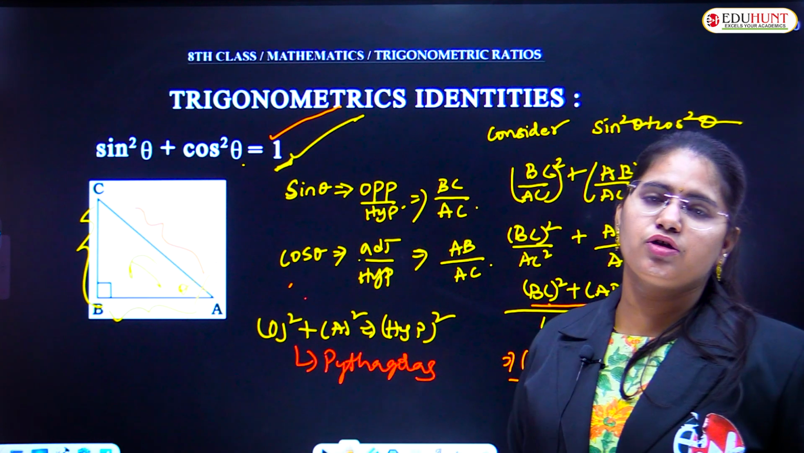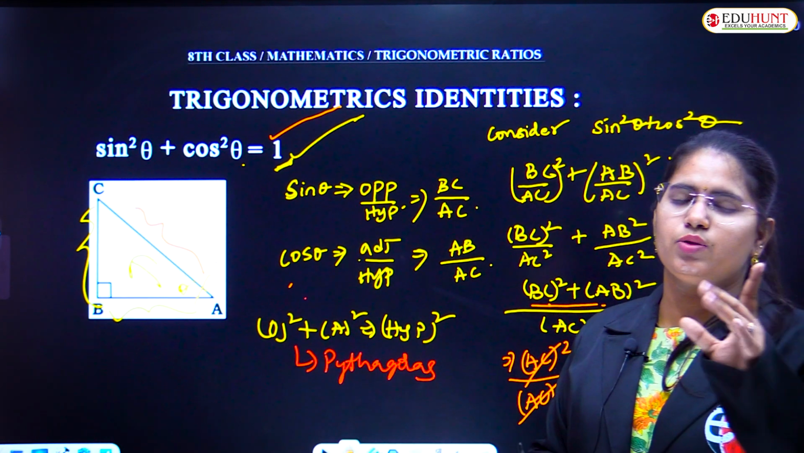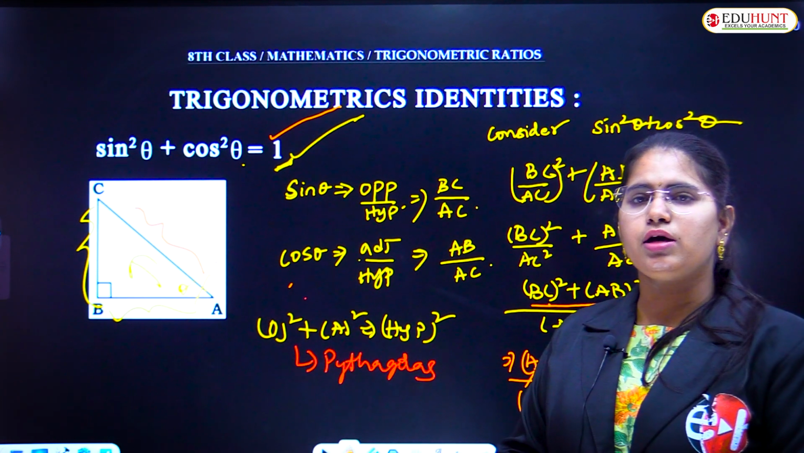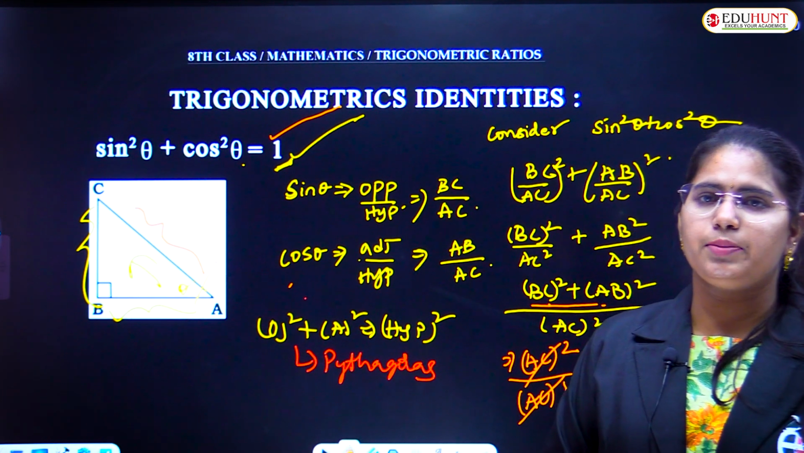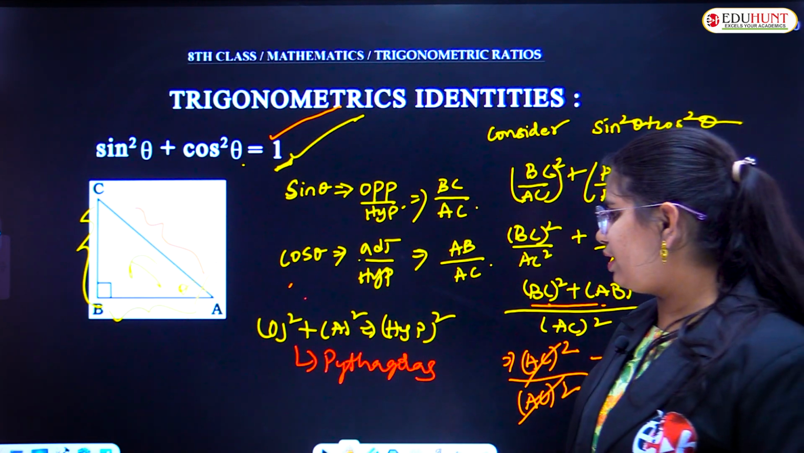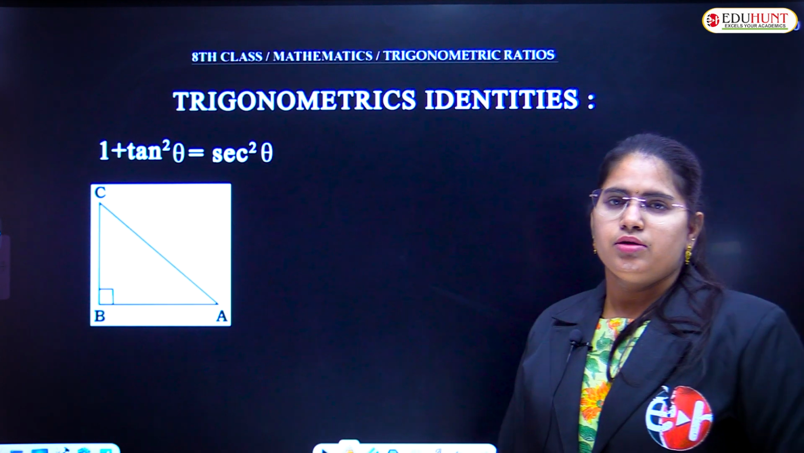So what is the first trigonometric identity? Sin square theta plus cos square theta is equal to 1. Read along with me. Sin square theta plus cos square theta is equal to 1. That will be your first trigonometric identity. Done. So let's get to the next trigonometric identity.